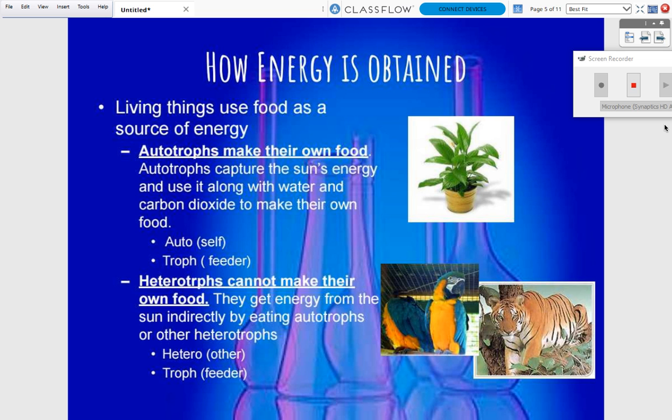Heterotrophs, which is what you and I are, cannot make our own food. We have to get our energy indirectly from the sun by eating autotrophs or other heterotrophs, which means you and I have to consume plants and animals to get our energy. And we're called a heterotroph, an other feeder. Hetero means other, troph means feeder. So we have to get our food from something else.